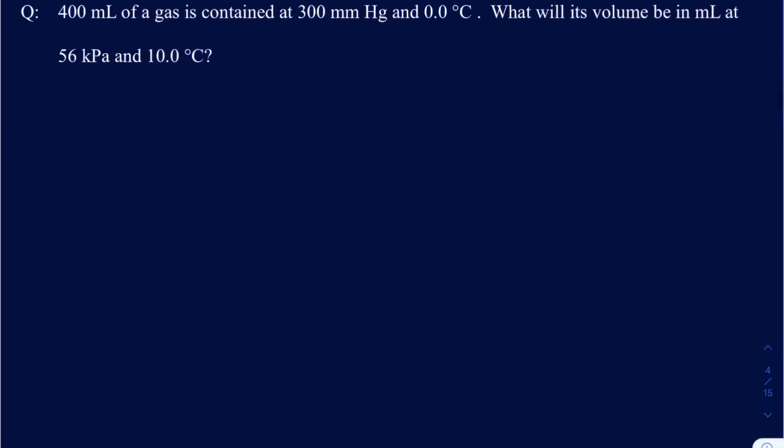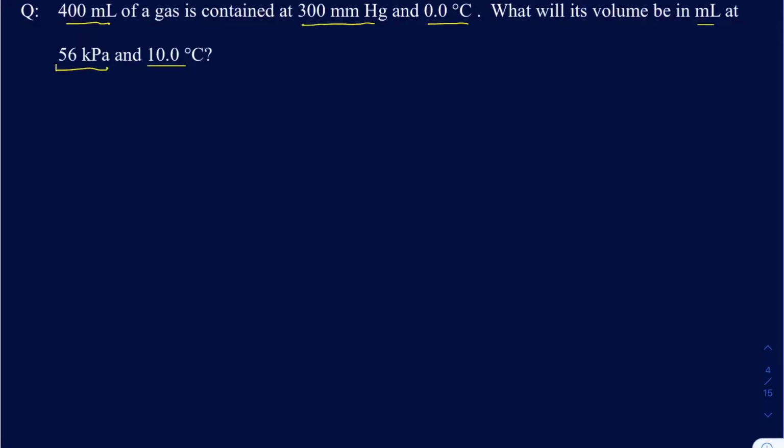And now, to solve this problem, you may want to pause the session here and solve it on your own and see if it matches with my answers. So it says I have 400 milliliters of gas contained at 300 mm of mercury at 0 degrees Celsius. Okay, and then it's asking what's the new volume in milliliters if 56 kilopascal is going to be your new pressure, and 10.0 degrees Celsius is your new temperature.